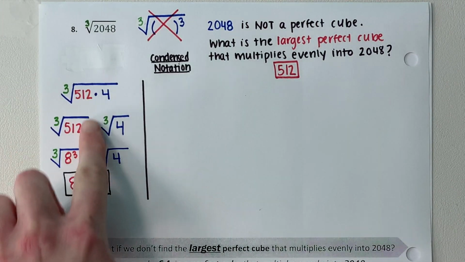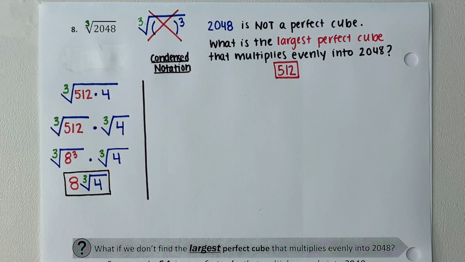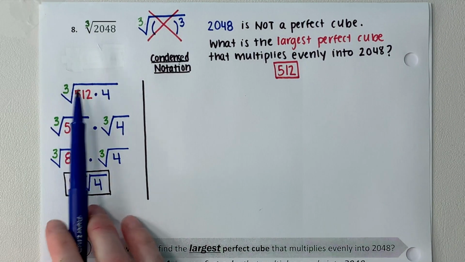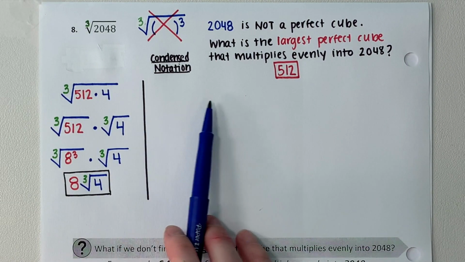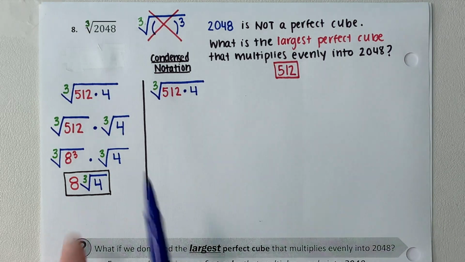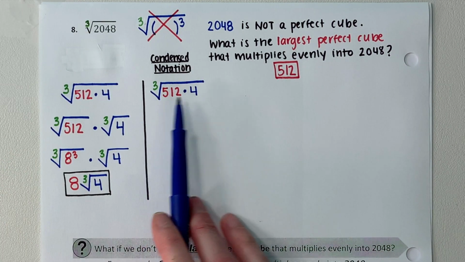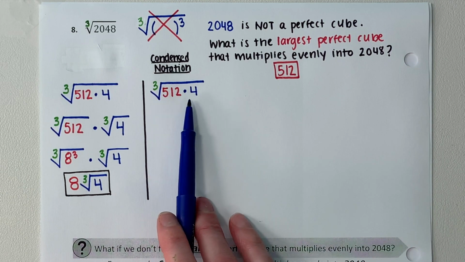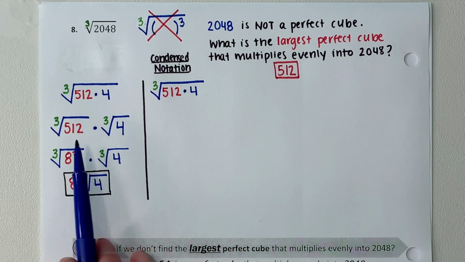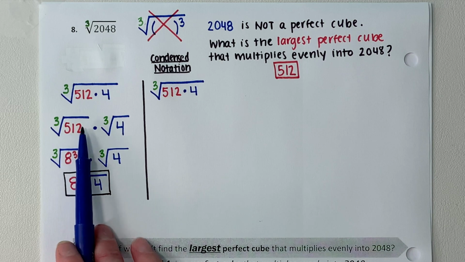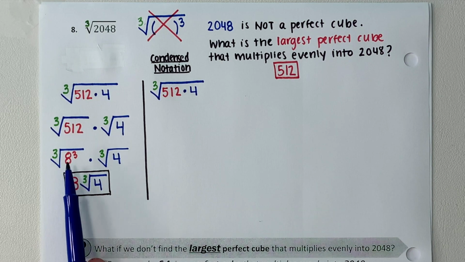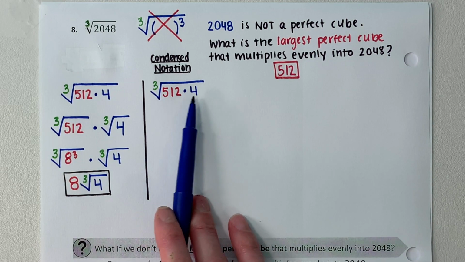Next, let's solve this same problem using the condensed notation. It starts off the same way. I'm going to copy this exact same step over here. Now, instead of breaking this apart into two separate radicals, we're going to keep this all written nice and condensed underneath one radical. But just like we did over here, 512 is a perfect cube, so we want to rewrite it as 8 cubed. We'll do the same thing over here.